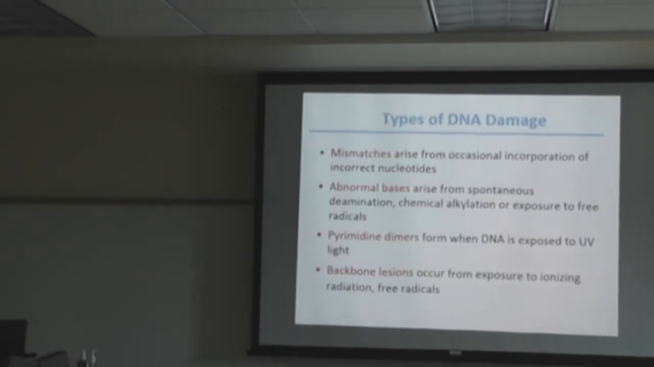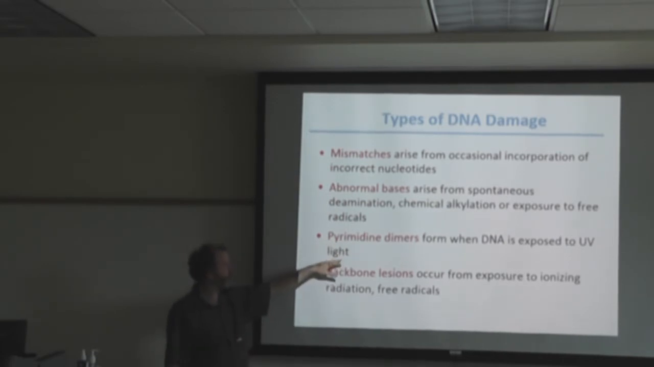There are types of DNA damage. Mismatches arise from occasional incorporation of the incorrect nucleotide. Abnormal bases can arise from deamination, chemical alkylation, or exposure to free radicals. So just chemical degradation, deamination, things like that. Pyrimidine dimers will form when the DNA is exposed to UV. It'll excite those pi electrons and they'll form a dimer, like a cyclobutane, between the two pyrimidines that are next to each other. So that'll cause a misshape of the DNA, and those dimers won't base pair properly for replication either. So that's damage also.